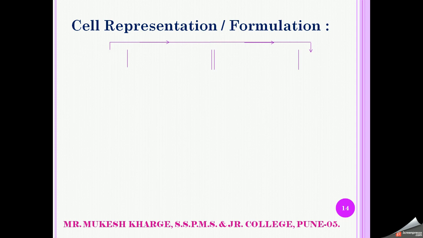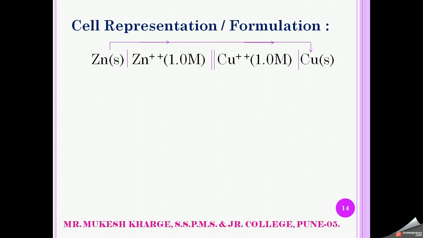So let us see the cell representation of the Daniell cell. Here is the cell representation or cell formulation. Once again I will revise. Left hand side is the negatively charged anode, right hand side is the positively charged cathode. A single vertical line between two phases means your electrode and its electrolyte, because there is a direct contact between these two.